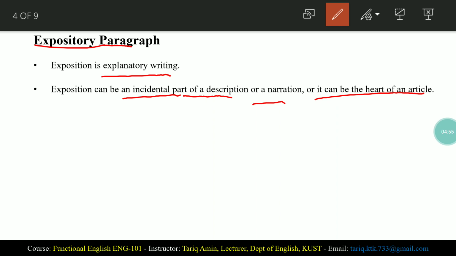Same is the case with narration as well. You are narrating a particular story, and in that very story you want to explain a particular point so that the readers might get a good idea or a good sense of your story. So you want to explain that particular thing. That is why it is said that exposition can be an incidental part of a description or a narration, or it can be the heart of an article. It means that your whole article might explain a particular thing.